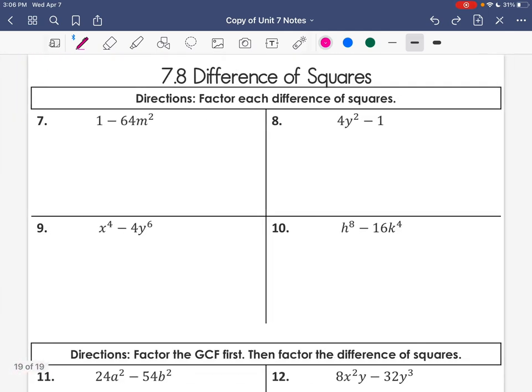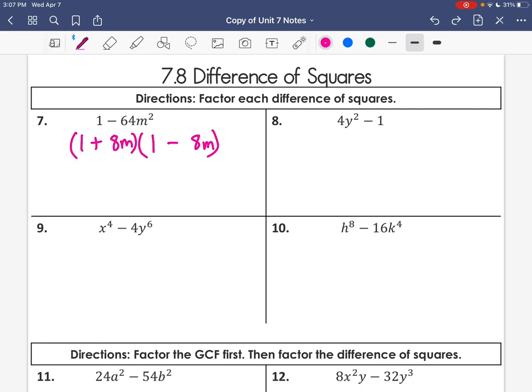Okay, next page. These are some that are a little bit trickier. Okay, so we're going to go ahead and do all of these because they are trickier. So if you have a 1, the perfect square of 1 is 1. Think about 1 times 1 is 1. Okay, then the square root of 64 is 8. So we're going to have an 8 and an 8, m and an m, plus and a minus. Okay, so the 1 sometimes gets people, but it's just 1 times 1 is 1.